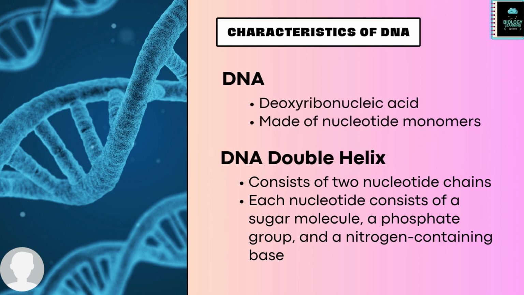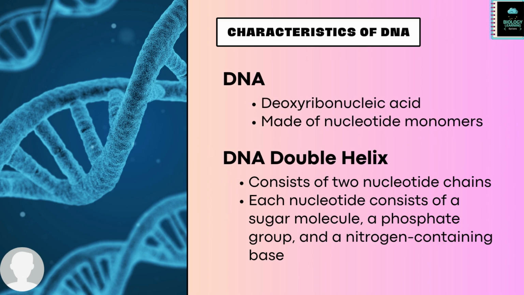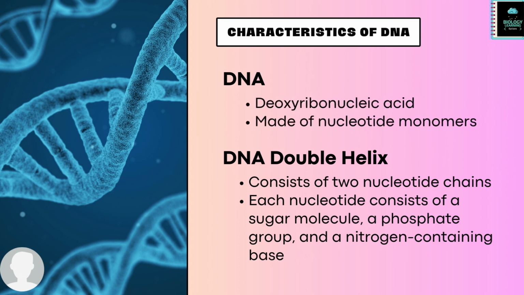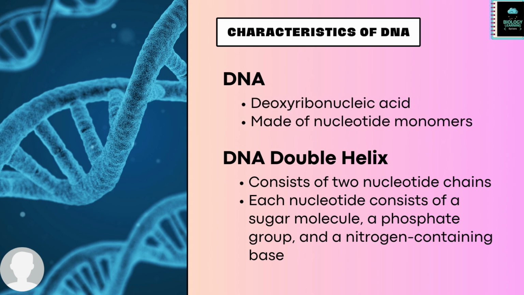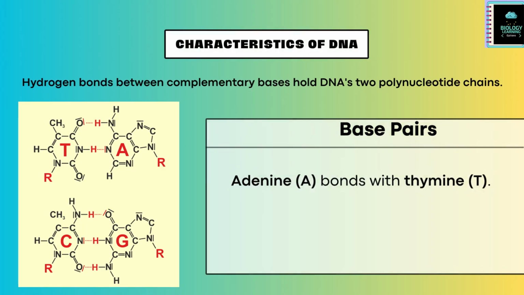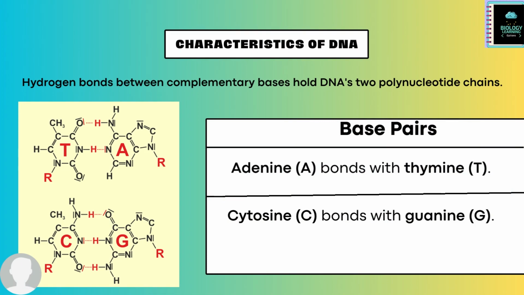The characteristics of DNA, deoxyribonucleic acid, are that it is made up of nucleotide monomers that are the repeating subunits. DNA double helix structure consists of two nucleotide chains. Each nucleotide consists of a sugar molecule, a phosphate group, and a nitrogen containing base, which are attached with each other with the help of hydrogen bonds. Hydrogen bonds between complementary bases hold DNA's two polynucleotide chains together.